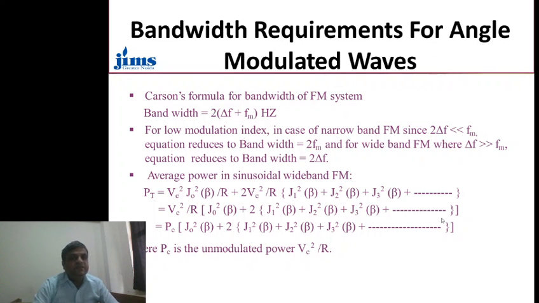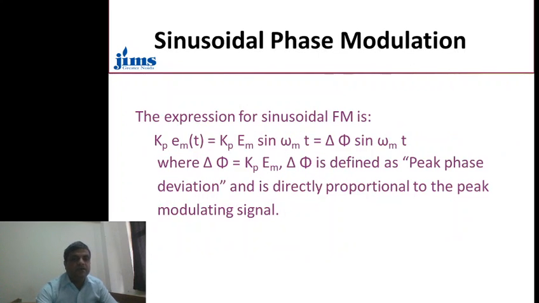Then the bandwidth for a wideband FM case is twice (delta f plus fm). This bandwidth is calculated by using the Carson formula. For low modulation, in the case of narrowband FM, delta f is very small in comparison to fm, so the bandwidth is equal to twice fm, similar to the bandwidth of the AM signal. And these are the power expressions. PT is the average power contained in the sidebands. So these represent the power.